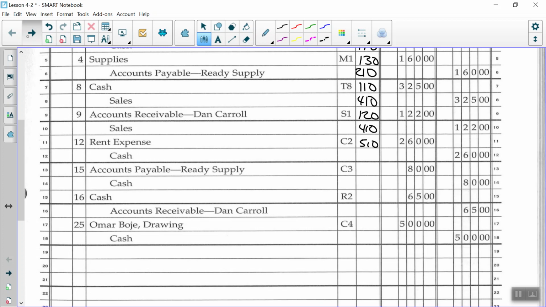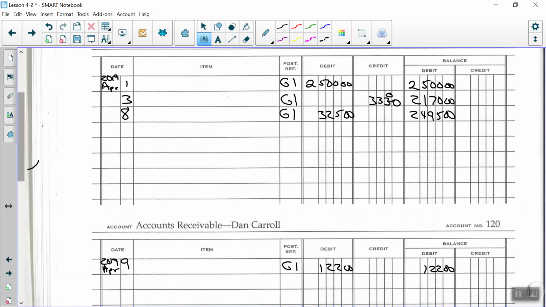Okay, then we go find cash, and we got to credit that out of cash. So we got 12. G1. We're going to credit 260. So we got a debit and a credit. Do we add or subtract? Subtract. So 2495 minus 260, I get 2235.